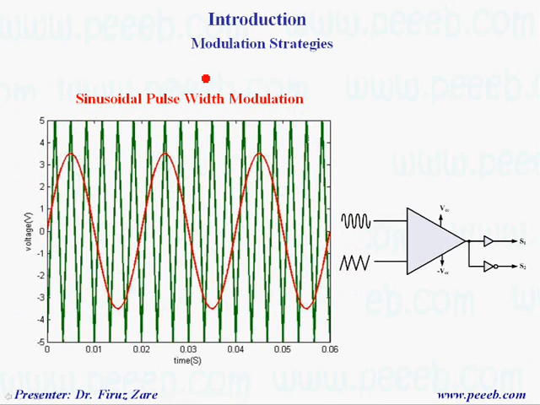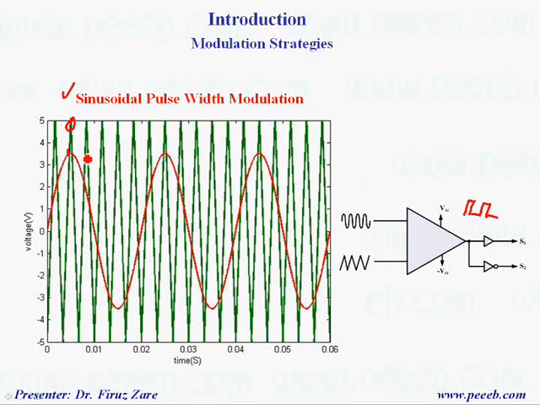So as I mentioned before, to improve the quality of the output voltage, we need to have more pulses, or the switching frequency should be increased. So a common method is sinusoidal pulse width modulation. That means we compare a sine wave with a triangular voltage waveform, and using this comparator we can generate the gate signal.